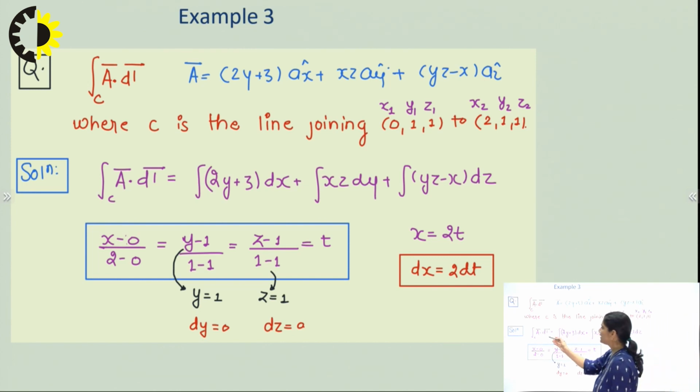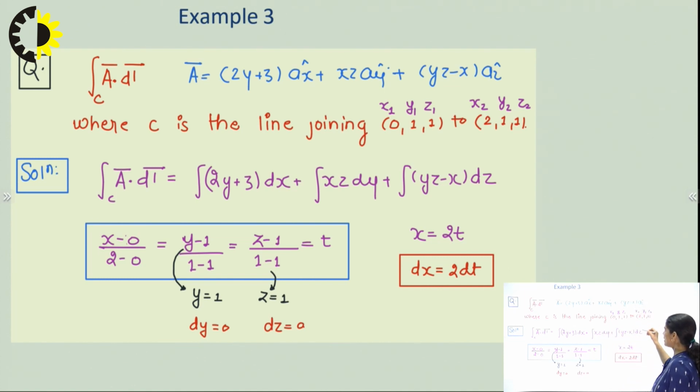Now you can write it in this form, A dot dl. This is your A: write here (2y plus 3) dx, then xz, and dy, and this is yz minus x, so write here dz. So this is your first step, how we can write A dot dl.